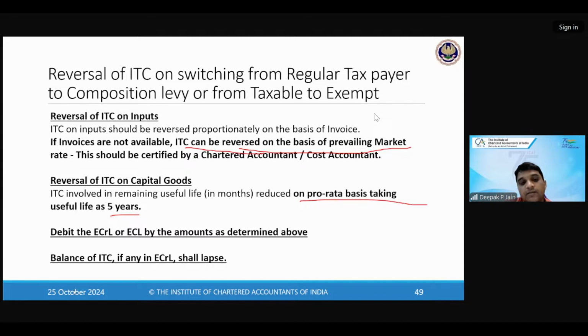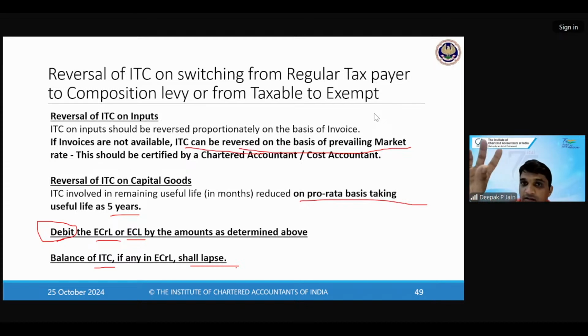Then, after doing all this, what is left in your ECRL, which is your electronic credit ledger, or ECL, which is your electronic cash ledger, that also has to become zero. So you have to debit the balance available in your electronic credit ledger and cash ledger by this amount. And then any balance lying shall lapse.